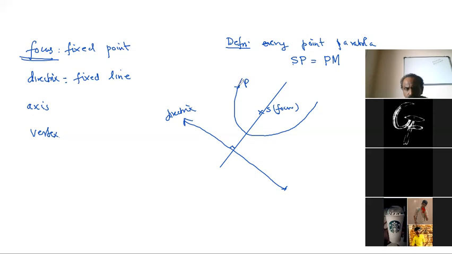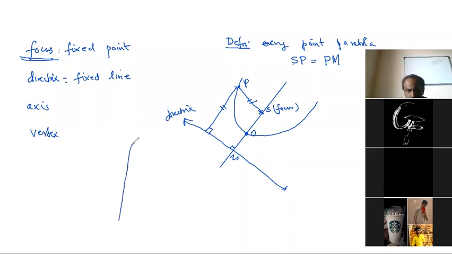The perpendicular distance from the fixed point and the fixed line, this distance and this distance will be equal. Although my diagram doesn't look equal, it is supposed to be equal. Then only this point will become a point on the parabola. And naturally, the vertex will be the midpoint of ZS. Z and S का midpoint होगा the vertex.